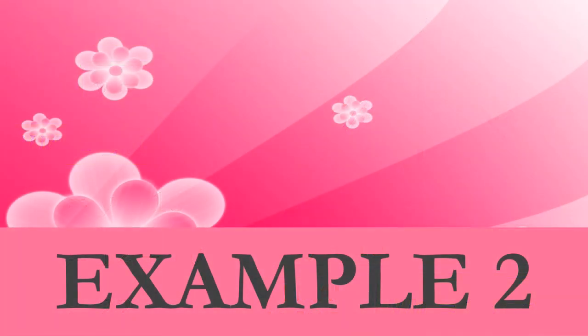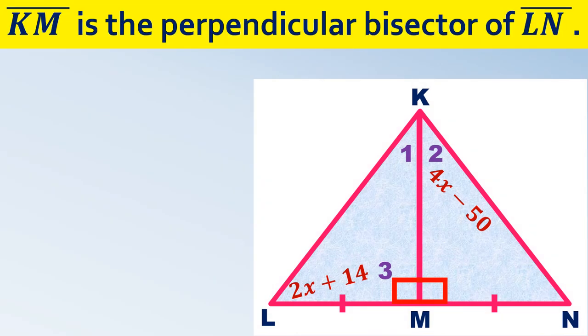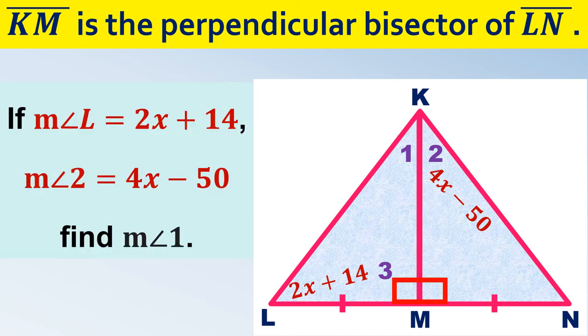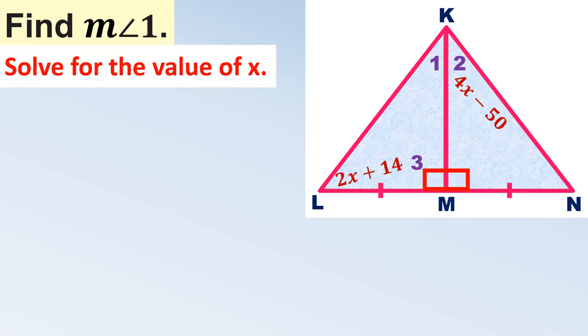Example 2. So, segment KM is the perpendicular bisector of segment LN. If the measure of angle L is equal to 2x plus 14, the measure of angle 2 is equal to 4x minus 50. Find the measure of angle 1. So, we solve for the value of x.